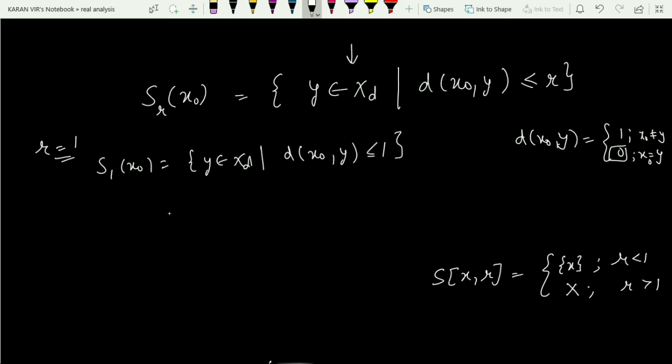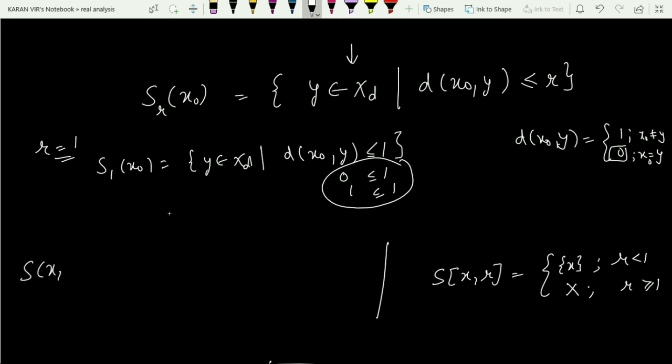Fine with this? Now you can see 0 will also satisfy, 1 will also satisfy. So it means every point from the space will satisfy. So the closed sphere in this case, when r is equal to 1, will be the whole capital X. So all the points from capital X. So equality will come this side. But what about the open spheres?